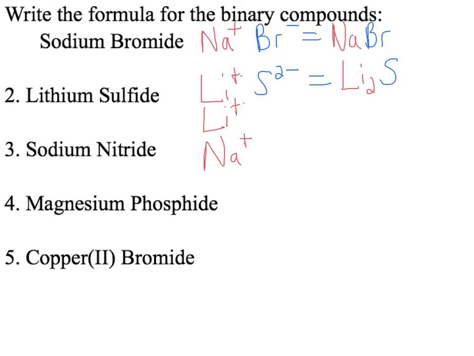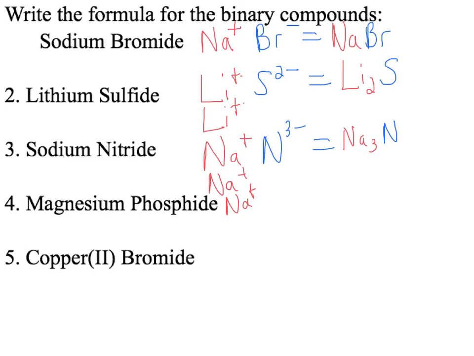Next one, sodium. Again, sodium comes from group 1. And nitride is nitrogen. That comes from group 15, and those always form a 3 negative. So what we're going to need is 3 Na plus ions, and we're going to need 1 N with a 3 negative. So how we're going to write that is Na3, so we have 3 of those, and just 1 N.